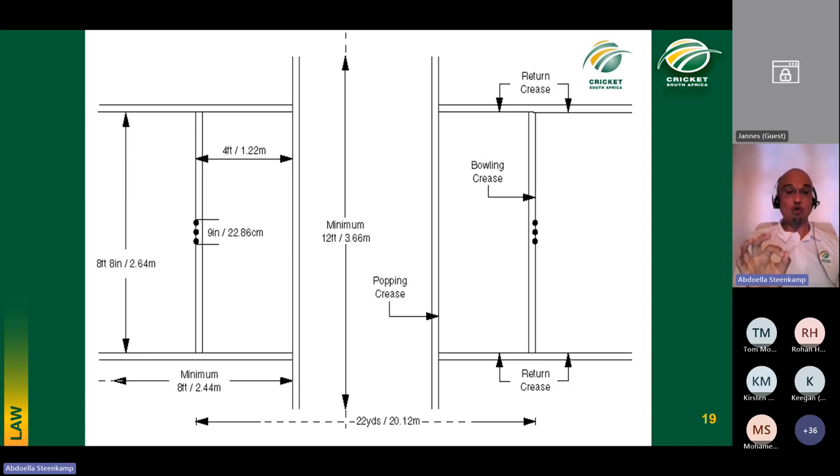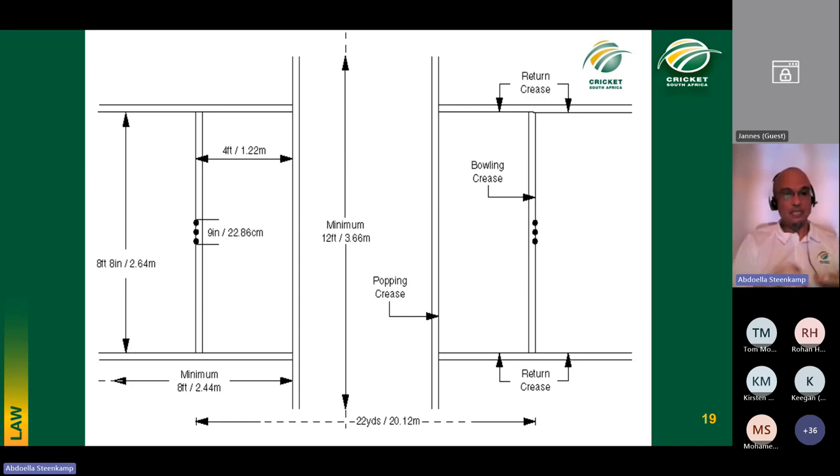But now my tip is, you need to look at the arrows in the sketch that they're going to give you in the exam. You need to see where those arrows are starting and where the arrows end. If you see the arrow starts way past the return crease on the one side to the other side, you know they're looking for the full length of the popping crease, and you need to put down either 12 feet or 3.66 meters. If the arrow on the popping crease is only from middle stump to the one side, they're only looking for half the measurement of the popping crease. So please take note of the arrow.